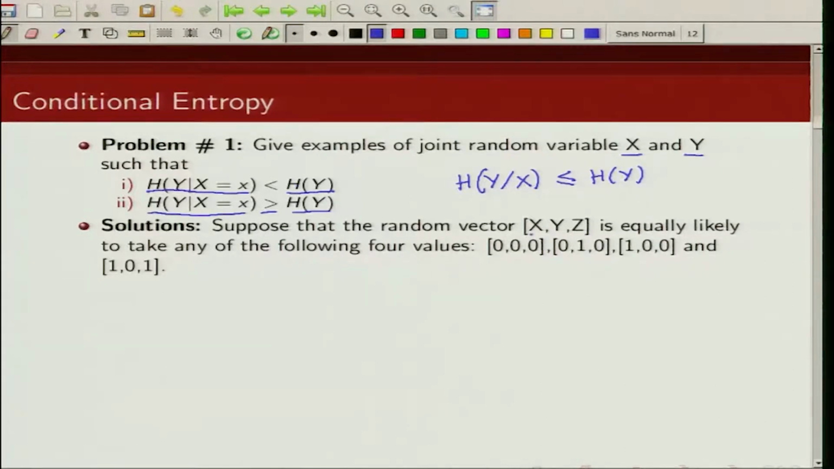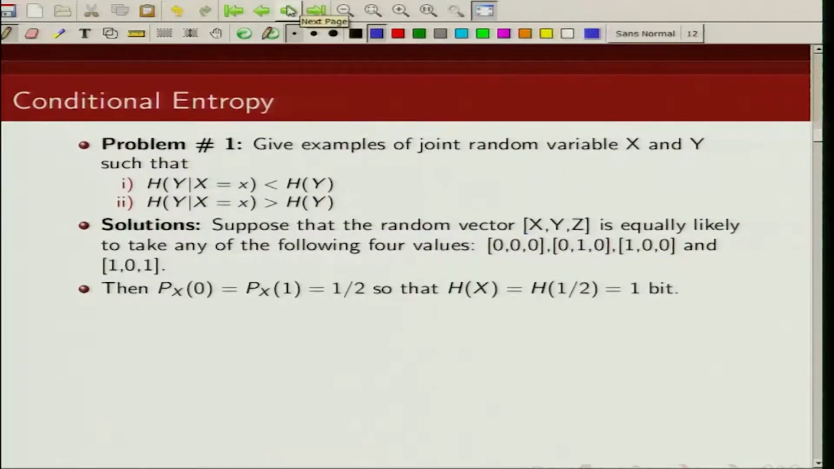Let us consider a random vector x, y and z, and it takes 4 possible values. And what are those 4 possible values? 0 0 0, 0 1 0, 1 0 0 and 1 0 1. Then what is x? X is 0 0 1 1. Then the probability of x being 0 is 2 by 4. Similarly, the probability of x being 1 is 2 by 4, so this is half.